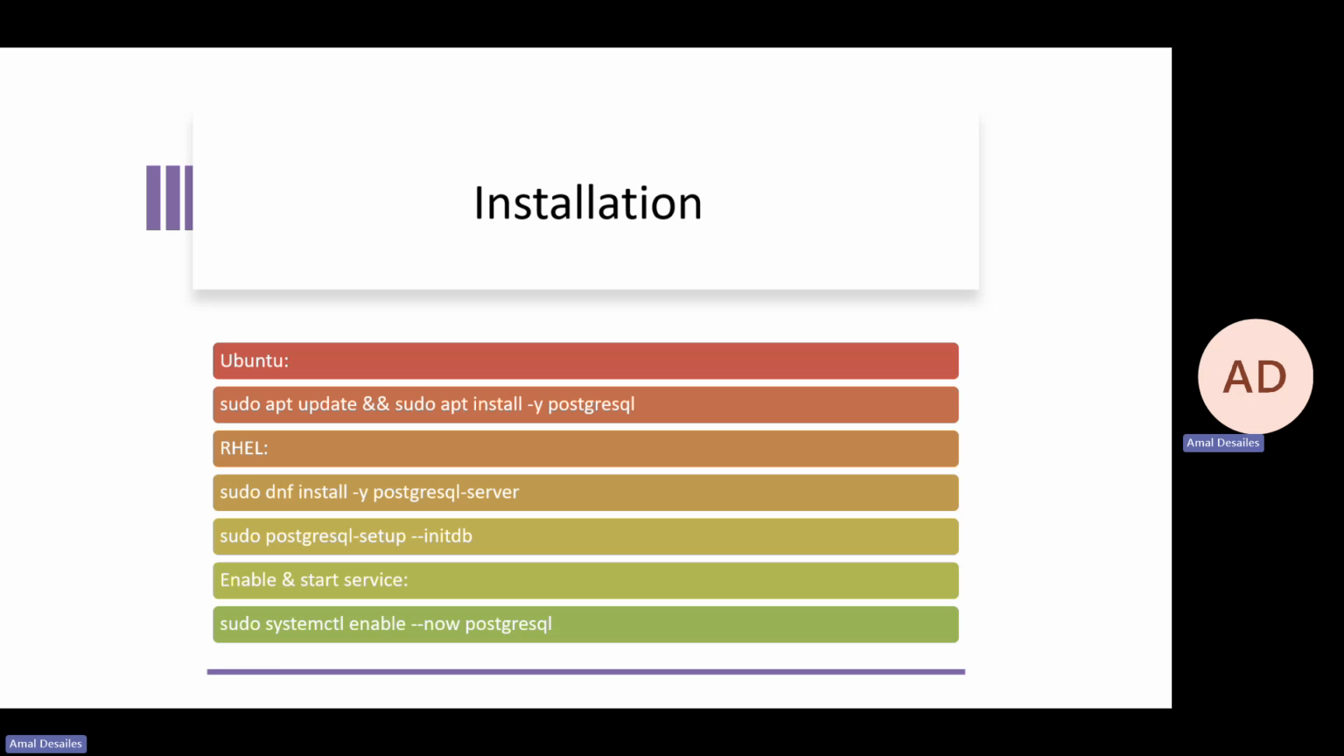So the installation process for Ubuntu, the commands are sudo apt update and sudo apt install postgresql. After installation, enable and start the service with sudo systemctl enable --now postgresql. That starts the server and also ensures it's persistent across reboots. A quick check is sudo systemctl status postgresql. It should show whether the service is active or running.